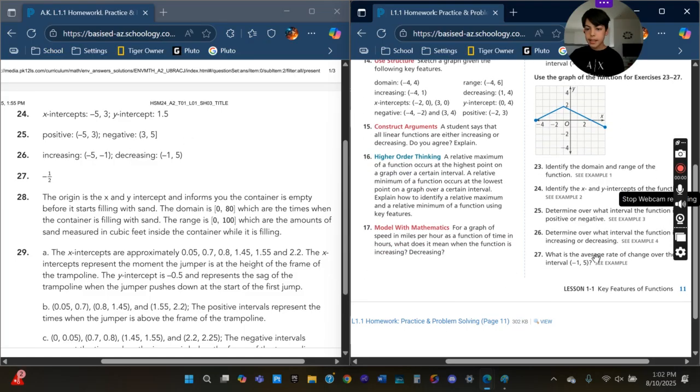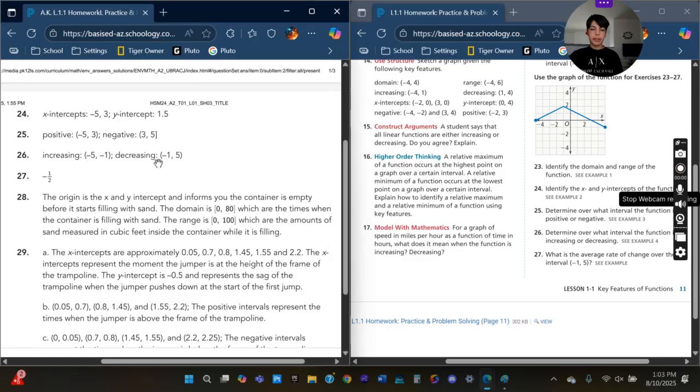And now 26, the function when it's increasing or decreasing, it's increasing from -5 all the way to -1. Because as you can see here, that's when it stops and starts decreasing from -1 to 5. So your increasing would be -5, -1, and then decreasing would be -1 and 5.